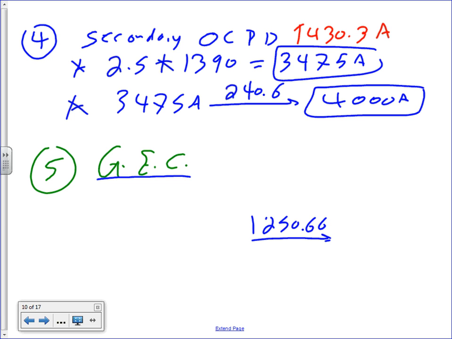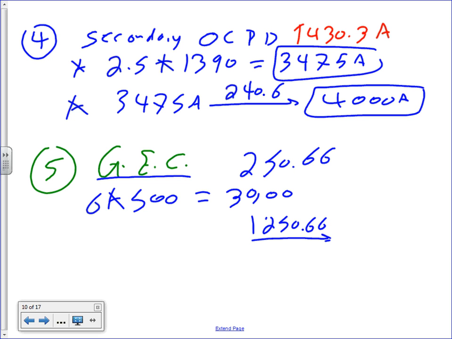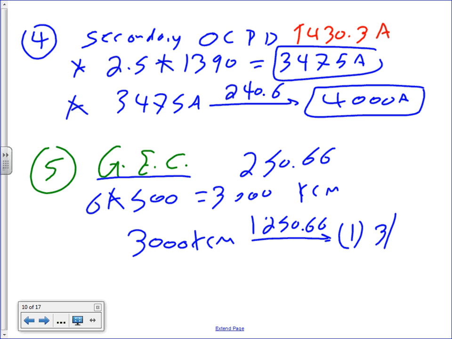The last thing I'm going to size, guys, is the grounding electrode conductor. The grounding electrode conductor will be 250.66. For the high voltage section, that will be 6 times 500 equals 3000 kcmil, right? 3,000. Then you take the 3,000 kcmil to 250.66. What do you get? One conductor, 3 aught.